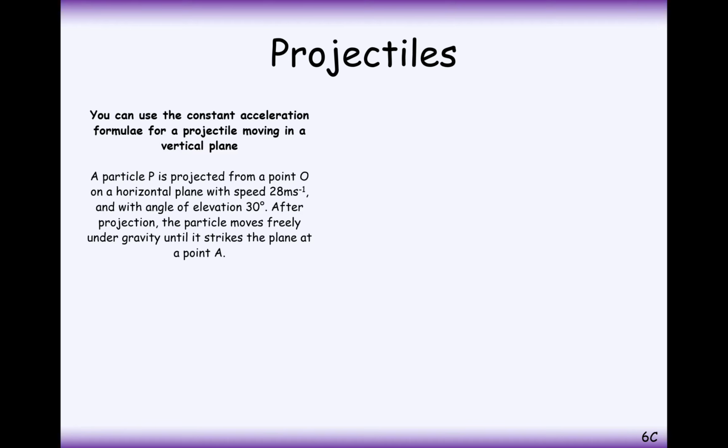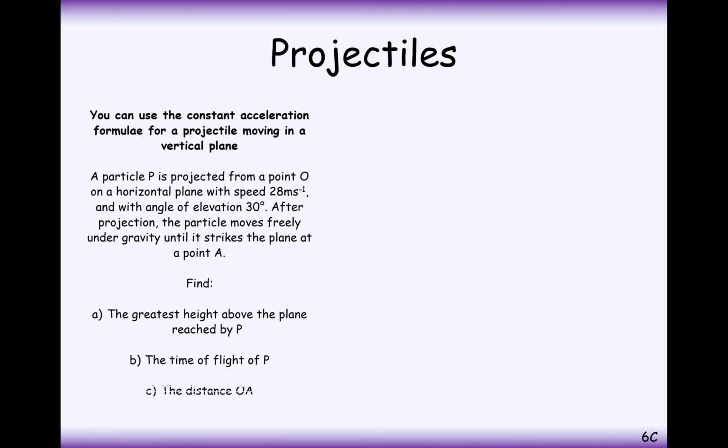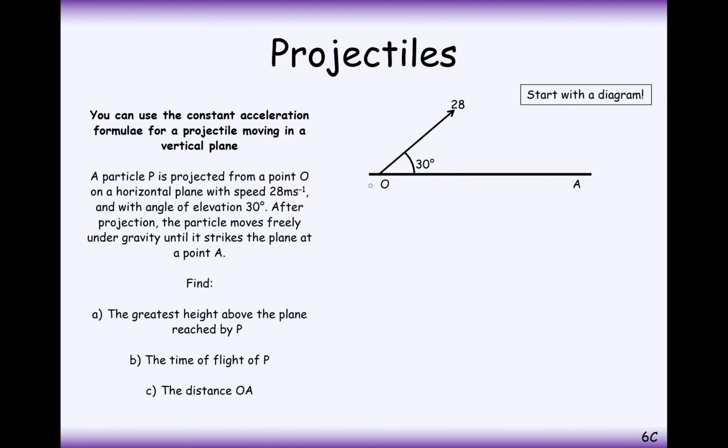A particle P is projected from a point O on a horizontal plane with speed 28 meters per second with an angle of elevation of 30 degrees. After projection, the particle moves freely under gravity until it strikes the plane at point A. Find the greatest height above the plane reached by P, the time of flight of P, and then the distance OA.